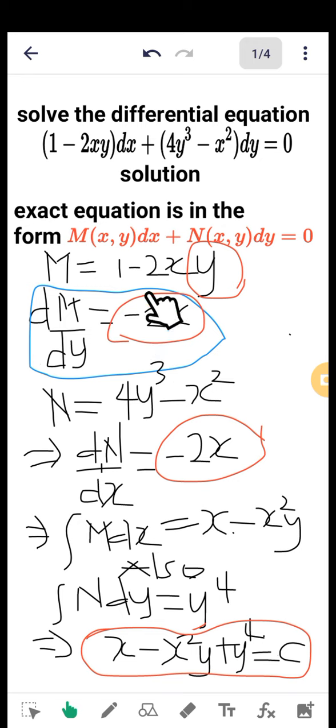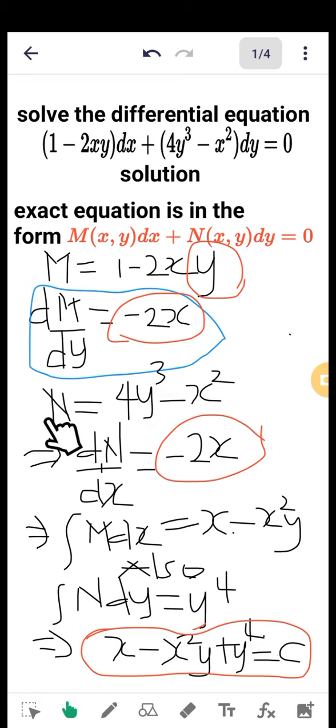Henceforth, the derivative of 1 is 0, because when you differentiate a constant, you are getting 0. And the derivative of y with respect to y is 1, because when you differentiate y, we are getting 1. So we keep the −2x constant. So −2x times 1, we are still getting −2x.